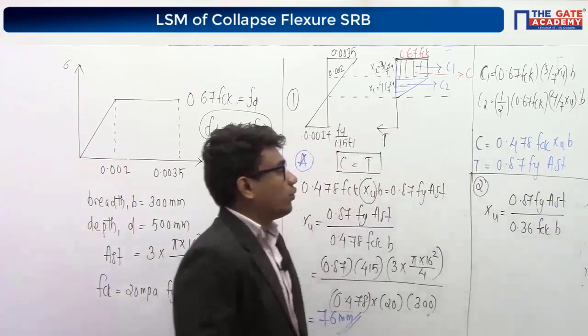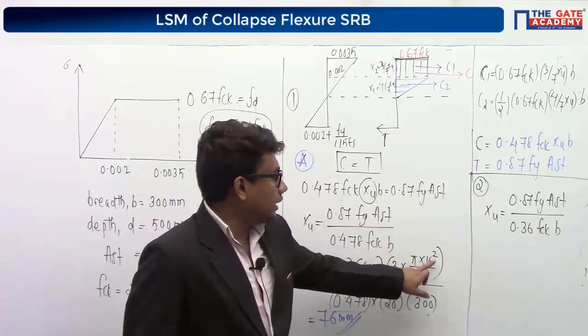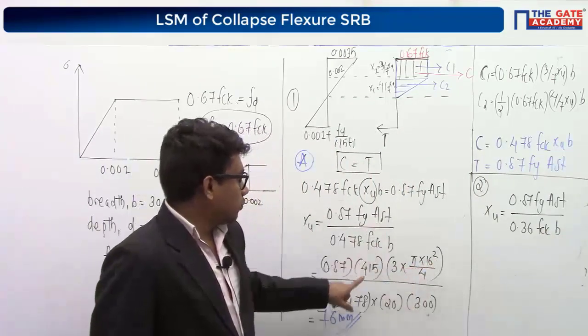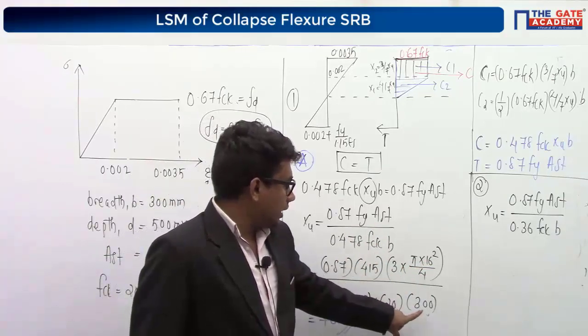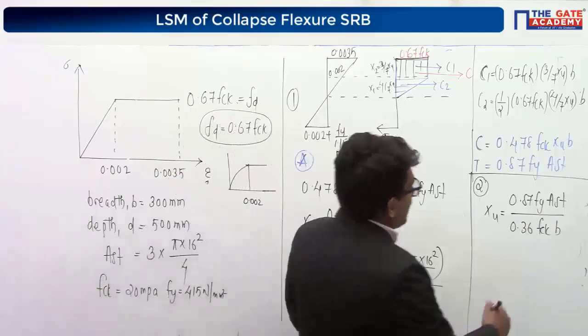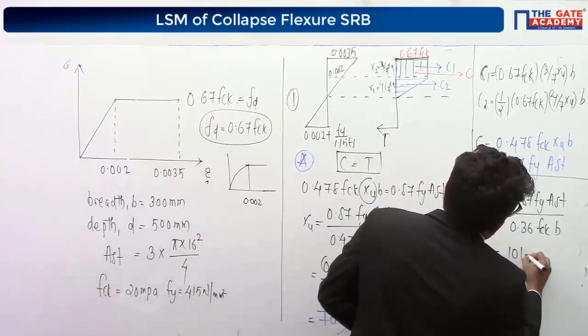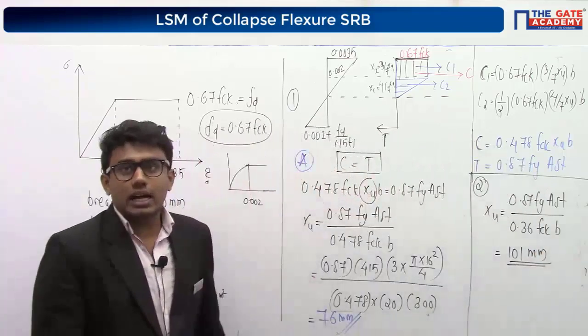Put the values of Fy, AST, FCK and B. AST will be 3 into pi into 16 square divided by 4. Fy will be 415, FCK will be 20 and B will be 300. Put the values, you will be getting the answer here as 101 mm.